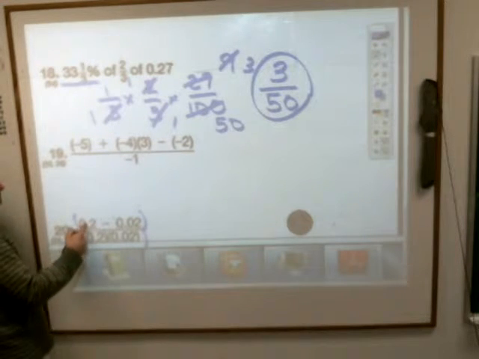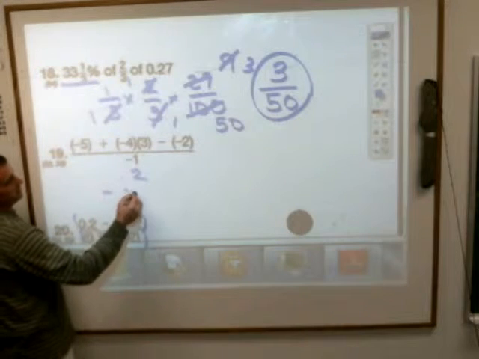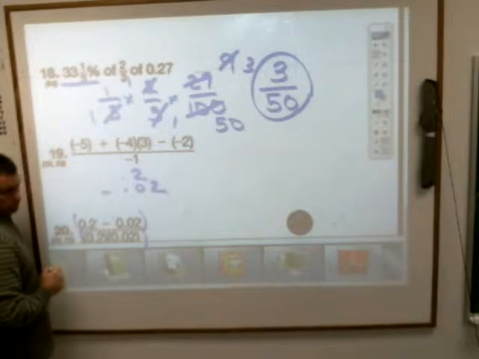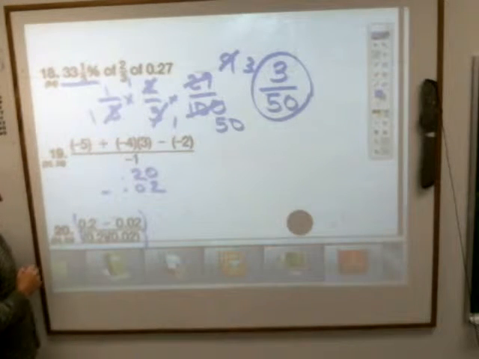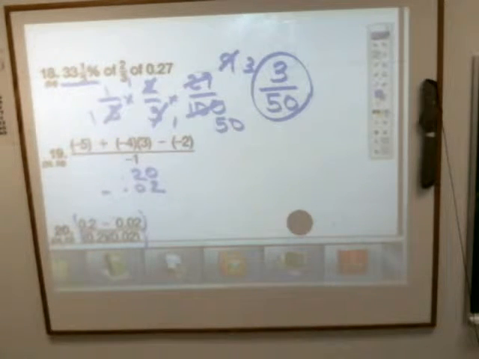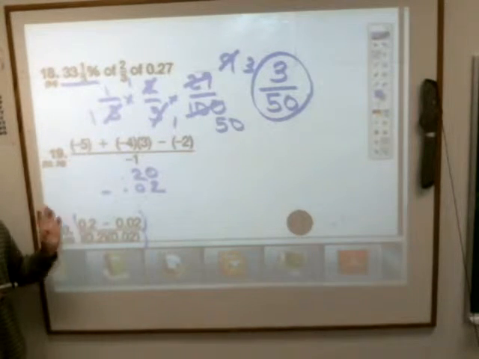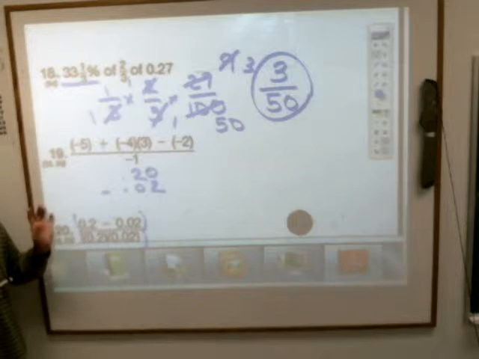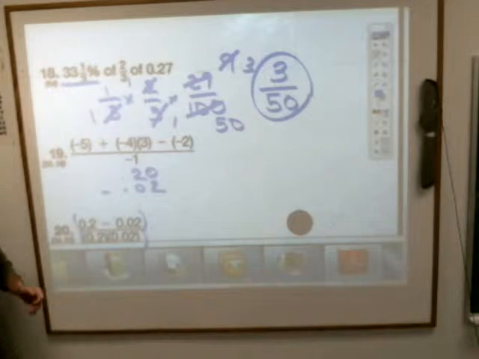So the first question is, what is 0.2 minus 0.02? What did you get, sir? I just crossed them off, and I got an 8. I crossed off the 0.2. You can't do that, because you can only do that if it's all multiplication. You can only cross off when they're factors. You can't cross off when they're adding things. You tried.